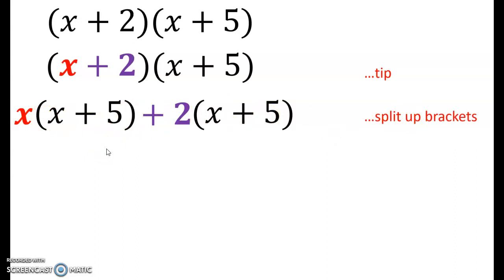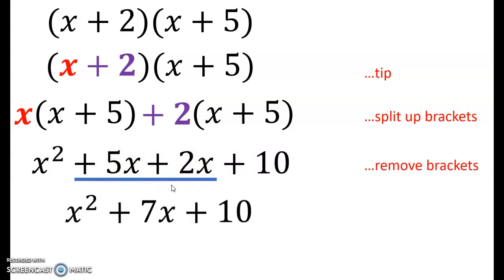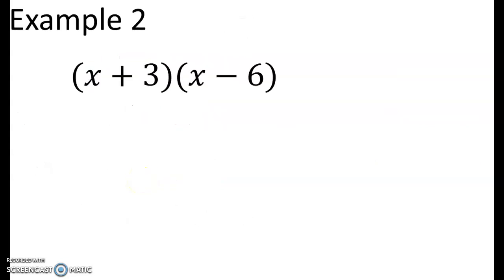Now when we want to start removing the brackets and multiplying everything out, we say x by x is x squared, x by 5 is 5x, 2 by x is 2x, and 2 by 5 is 10. And we're nearly there. We can see that we've only got two things that are like terms, as they're called in maths. We've got 5x plus 2x, and so to give us our final answer, we tidy up, simplify, as we say in the maths world, giving us x squared plus 7x plus 10, and that's the answer to that one.